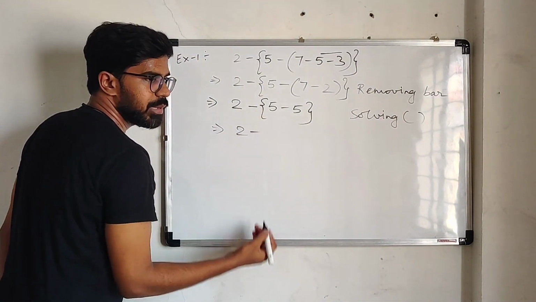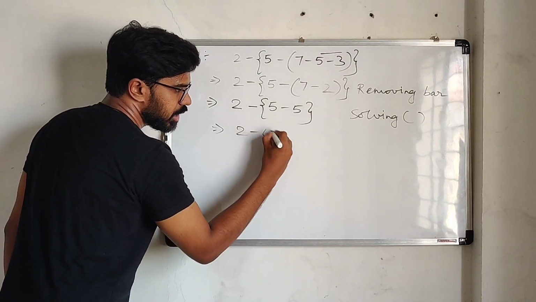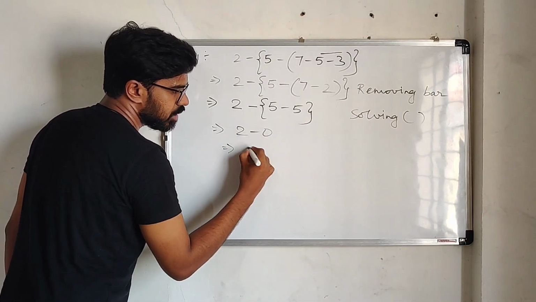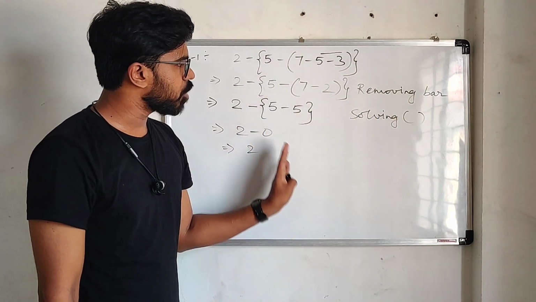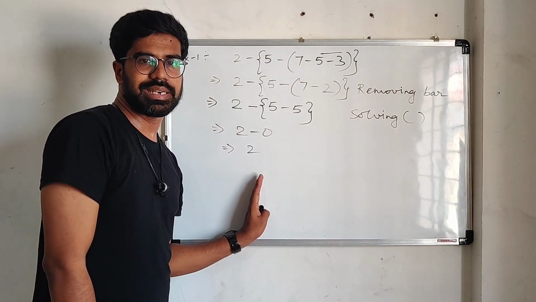The next one is simple. 2 minus, remove the curly bracket. 5 minus 5 is what? 0. So 2 minus 0, the answer is 2. I hope you are clear with this one. So if you come across it in proper order, you will be able to get the correct answer.